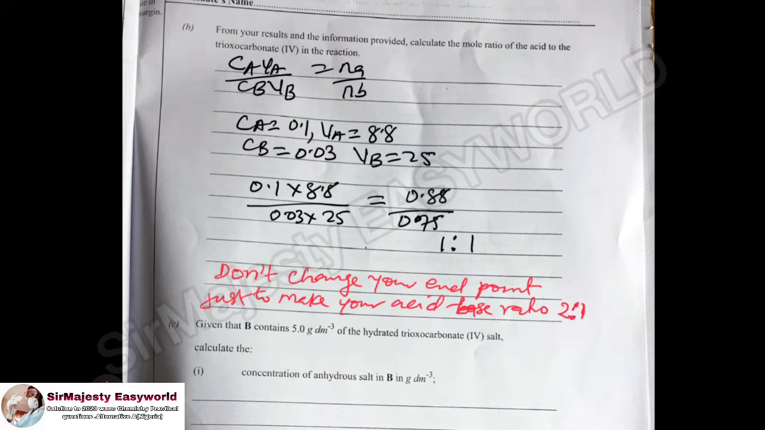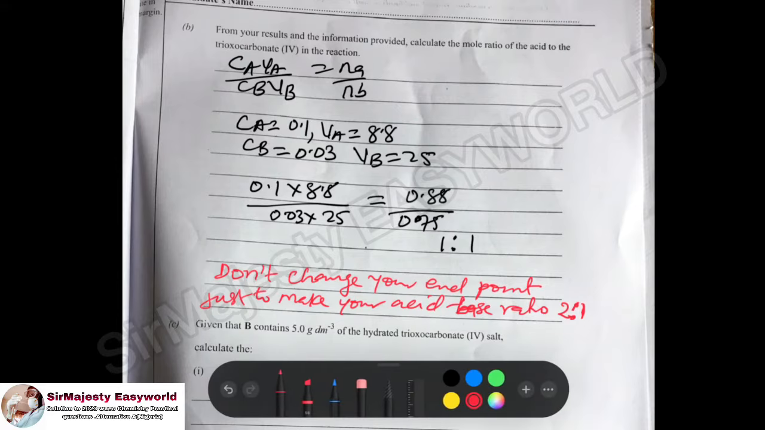Why did I not get 2:1, though you already know that HCl reacting with sodium carbonate will give you 2:1? That's the ratio of acid to base. But why is it that I did not get this 2:1 here? Because the strength of the base was changed automatically. They purposely changed it. This 0.03 was not the actual strength of the base. The actual strength of the base is 0.018 in that case, but use the strength given to you.